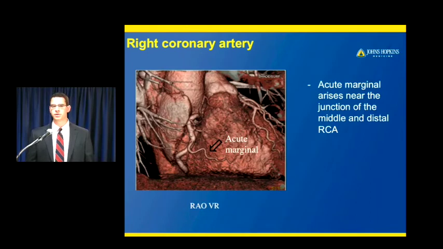All right, so let's review a little bit the branches off the right coronary artery. So this is a volume rendered view, kind of an anterior projection showing the acute marginal branch coming off. And again, variable from person to person, but usually somewhere in the middle to distal portion of the right coronary artery or right at their junction is where it arises.